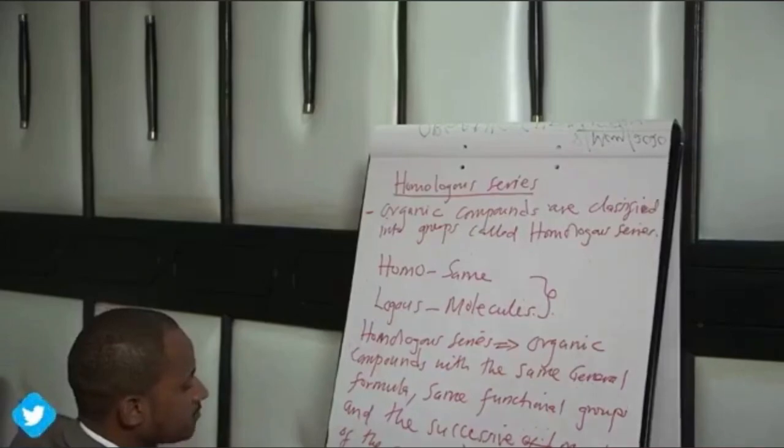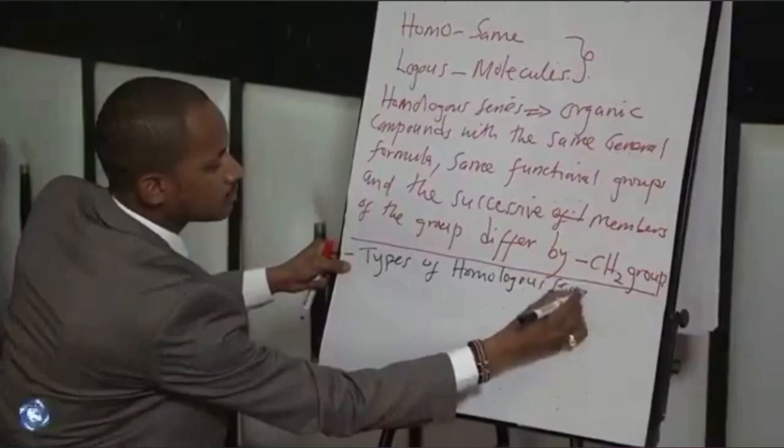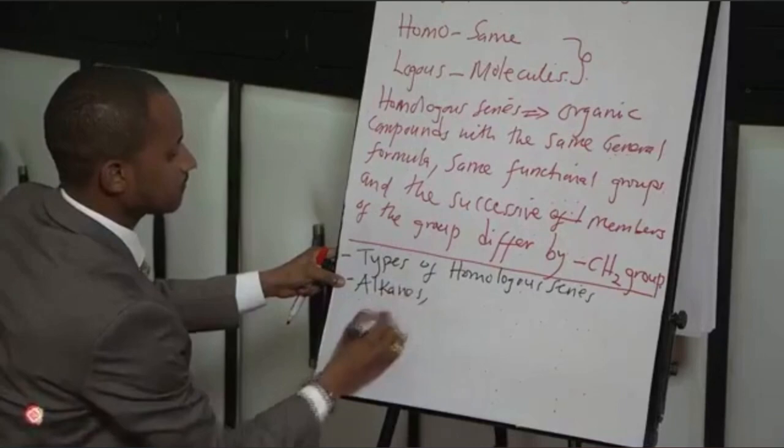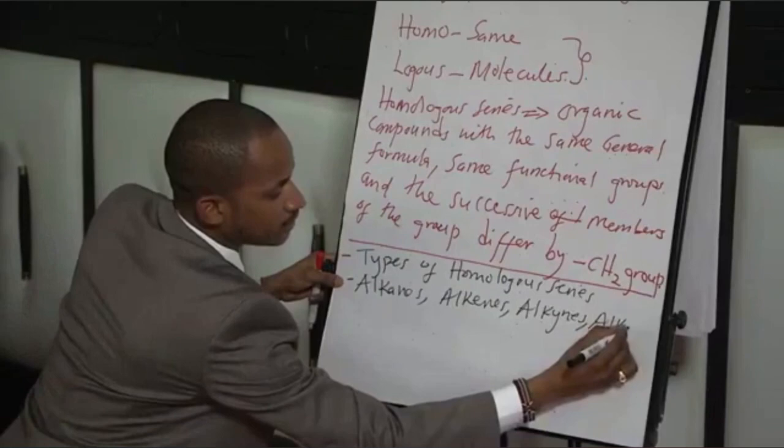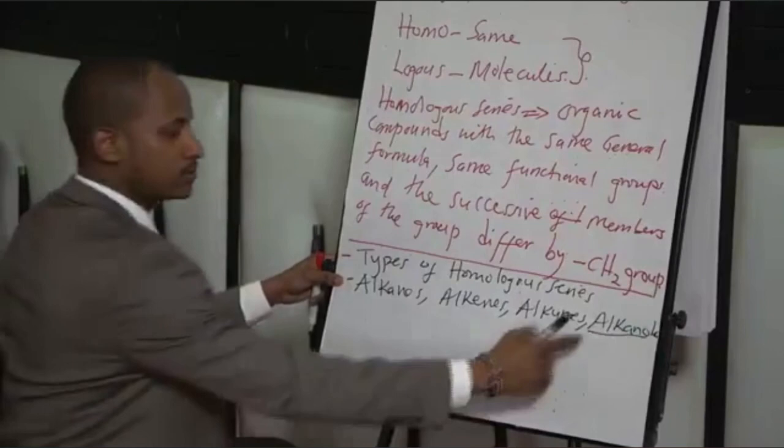Types of homologous series. Number one, we have alkanes. We have alkenes. We have alkynes. We have alkanols. From alkanols, alcohol, we can get alcohol from alkanols.